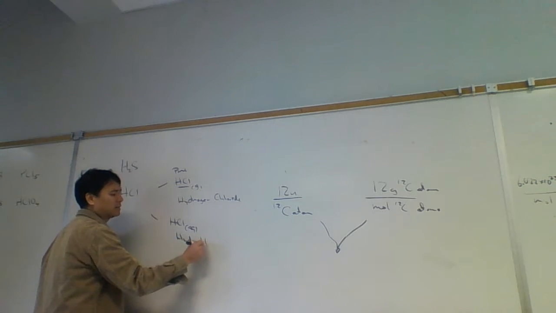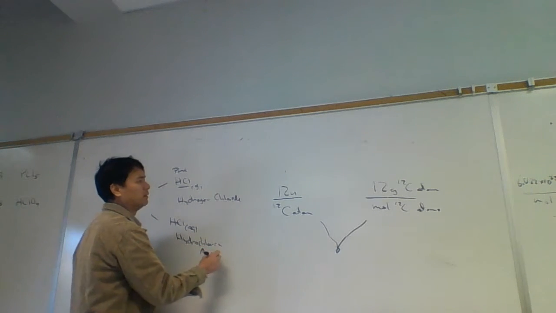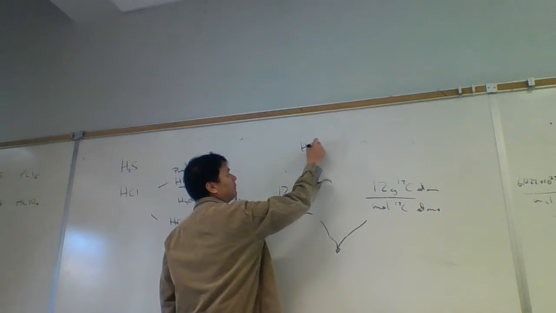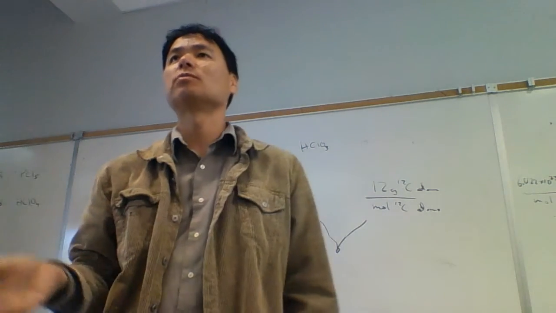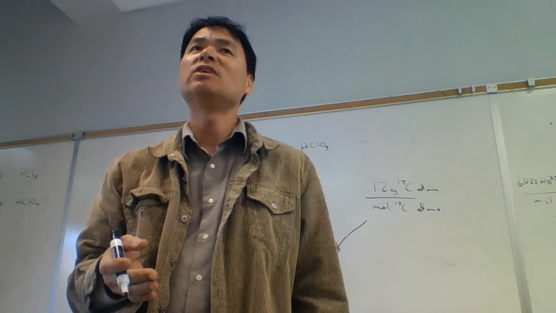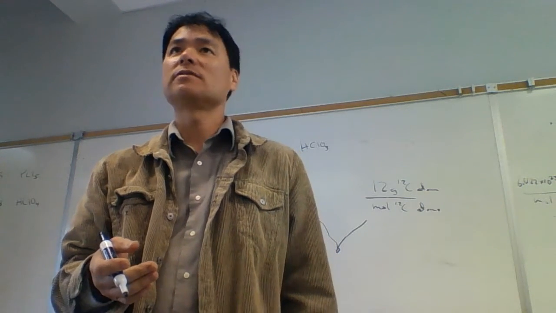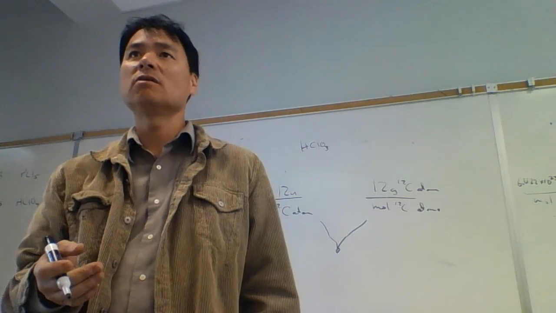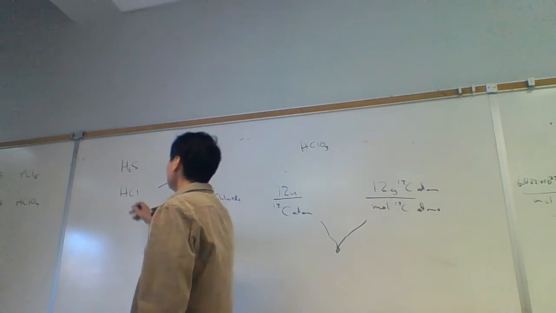Now, what if you can't tell? So I gave you one that you can't tell, HClO3. If we have HClO3 and there's no state there, what should we use? Should we use the ionic name or should we use the acid name? We should use the acid name. In general, if the state's not given, go ahead and call it the acid, except for like H2S.